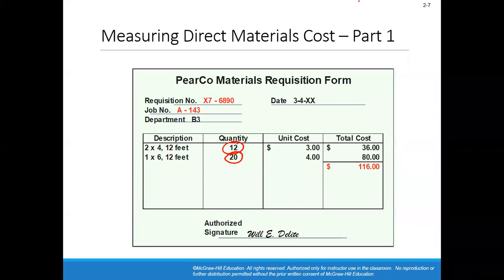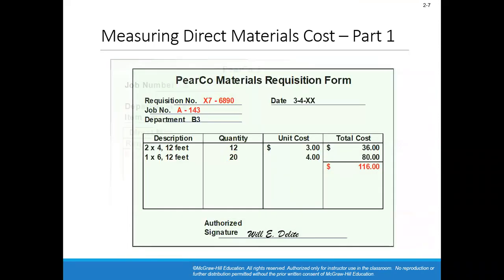So also prepare a bill of materials to identify that these materials are required of this quantity, and it will help you to record the cost of the direct materials.